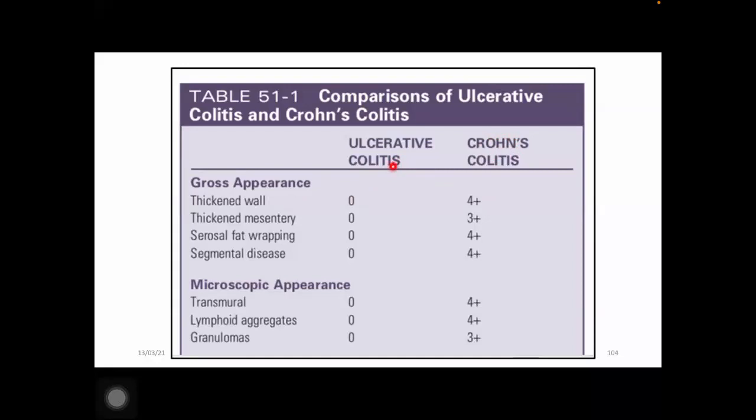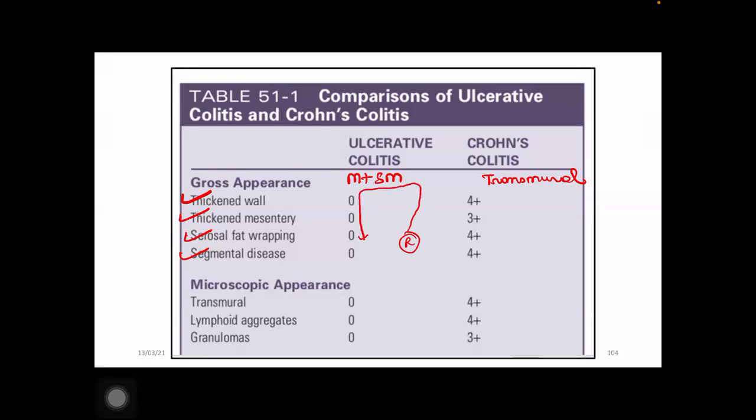Ulcerative colitis, inflammation happens only in the mucosa and the submucosa. Whereas Crohn's colitis, it is transmural. Because of this, in the gross features, you have a thickened wall more commonly in Crohn's colitis. Thickened mesentery, more commonly in Crohn's colitis. Because it involves the serosa, the omentum gets wrapped around it, causing serosal fat wrapping. And segmental disease is more common in Crohn's colitis. So what is segmental disease? In ulcerative colitis, basically the disease starts from the rectum and extends proximally in a continuous fashion to involve the remaining part of the colon.